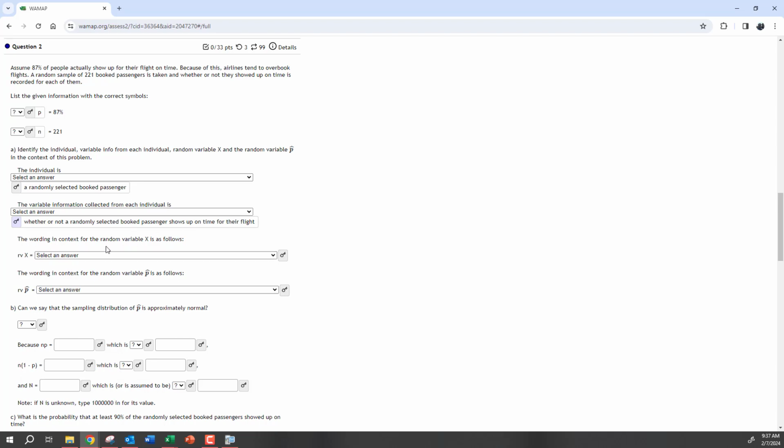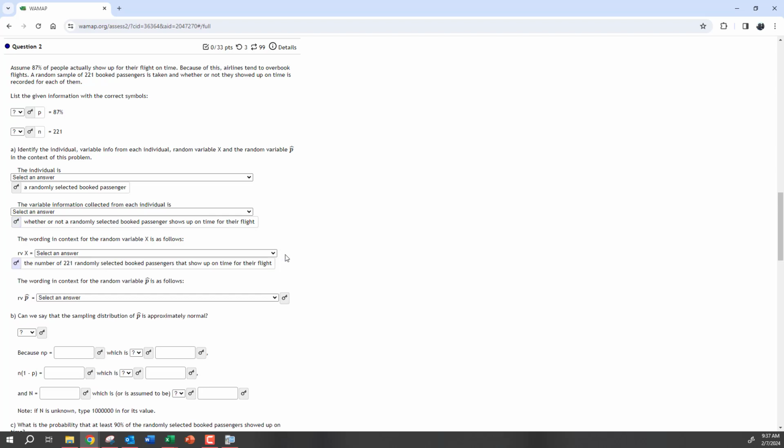And then the wording in context for the random variable is as follows. I know these can be confusing with the way they word these things, but the random variable x is... When we're doing a binomial distribution, we always ask questions like, what's the probability that x is less than 12? So x is considered a random variable because it can take on different values. It can be 12, it can be 11, it can be 43. And if you're taking a sample of 221, it can be everything from 0 up to 221.